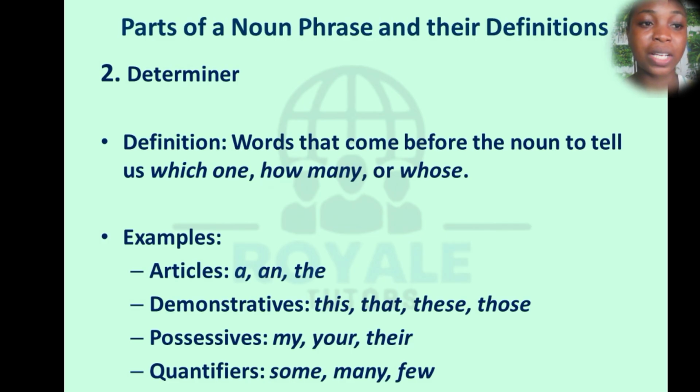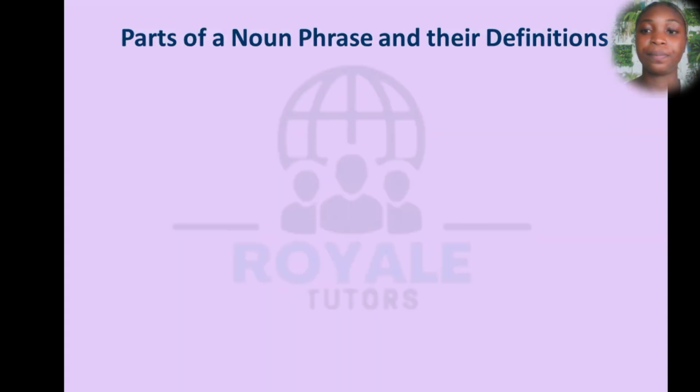And then for the last one under the determiner, we have quantifiers. Remember we said the determiner tells us how many. So for quantifier, you have some. That's talking about the number, talking about how many. All right? Some men are here to see you. Some men. That is the noun phrase. And then you have many, and then you have few. Okay? Now moving on, we're going to look at the third part of a noun phrase.